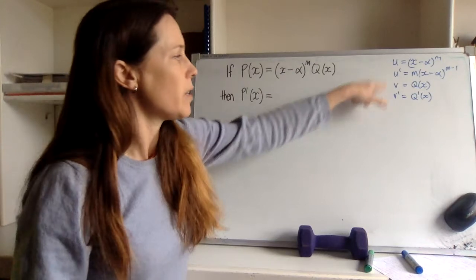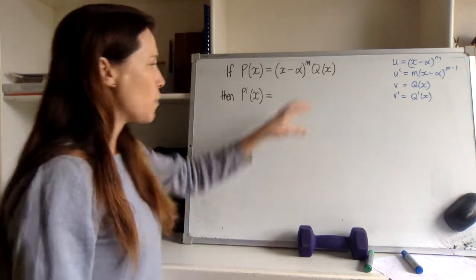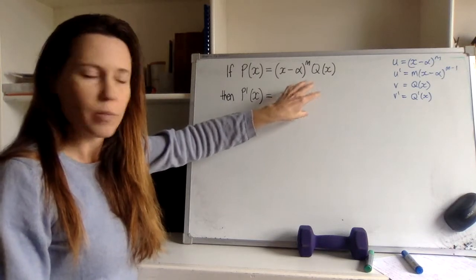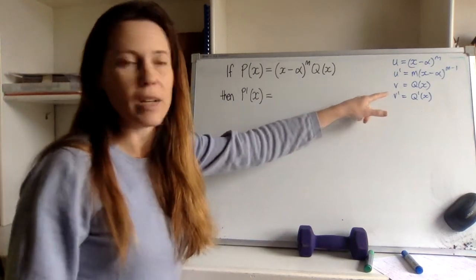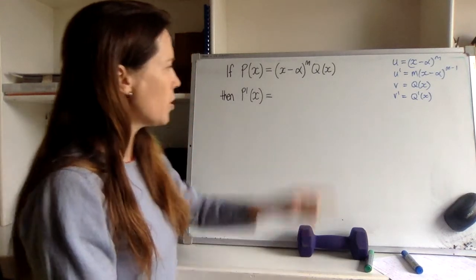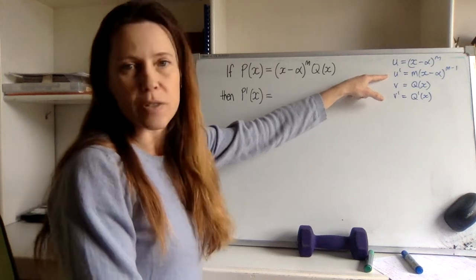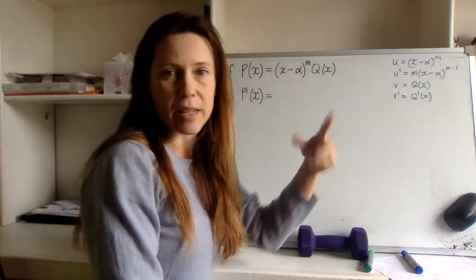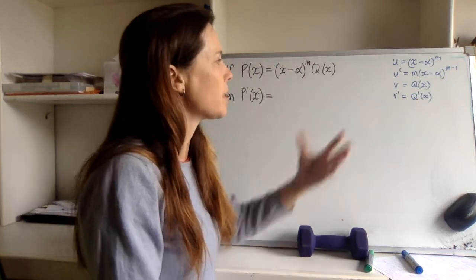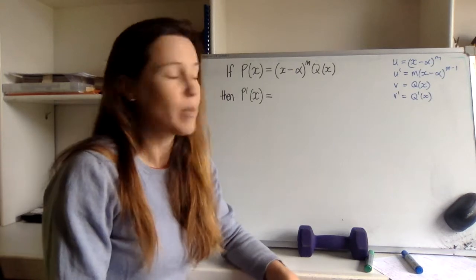So if you like to write your ingredients on the side and then use them, go ahead and do it that way. If you can put it straight into the product rule, doing the working in your head, that's also fine. I've done it this way for anybody who needs it and can follow along. So I've reasoned that this is u. So when I differentiate that, I need to use the chain rule. I bring out the m. I differentiate what's in the brackets and get 1, bring that out as well, doesn't change it. And then I rewrite the bracket part and I drop my power down by 1.